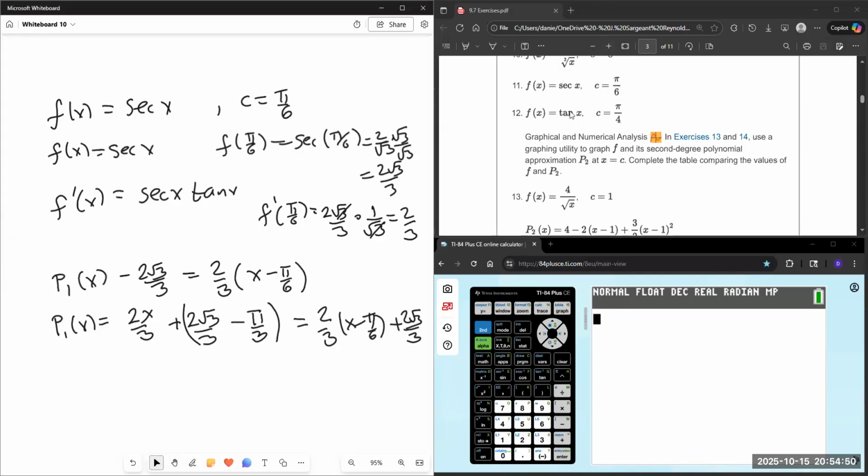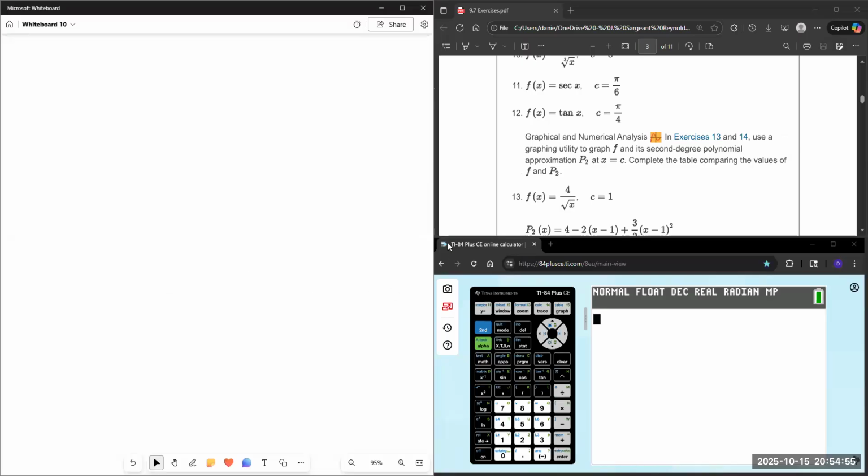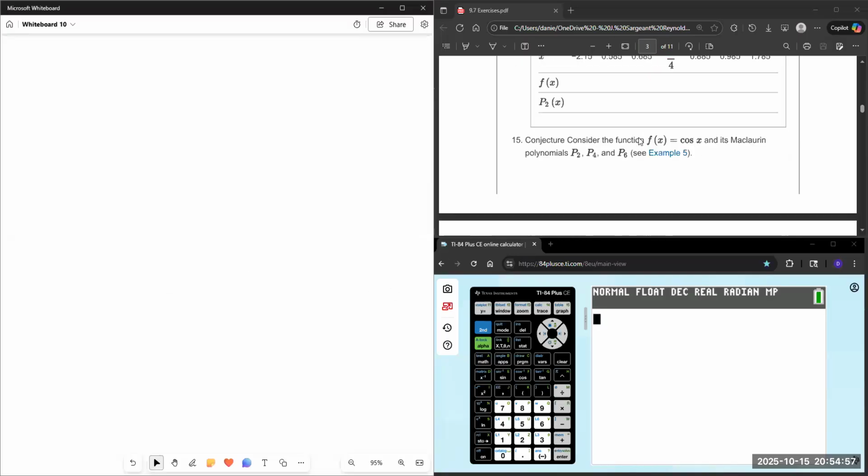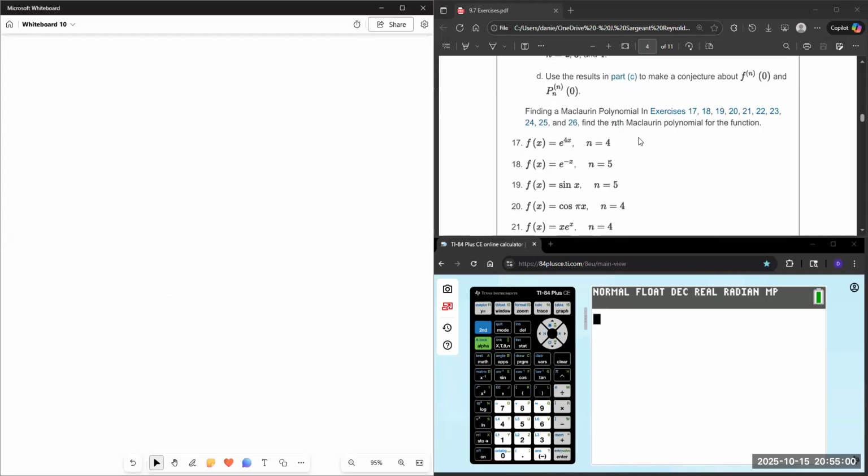Let's look at number 17. Instructions for 17 say to find a Maclaurin polynomial for the given n value. Maclaurin polynomials are going to be centered at 0. So 17 says f of x is equal to e to the 4x, n equals 4.